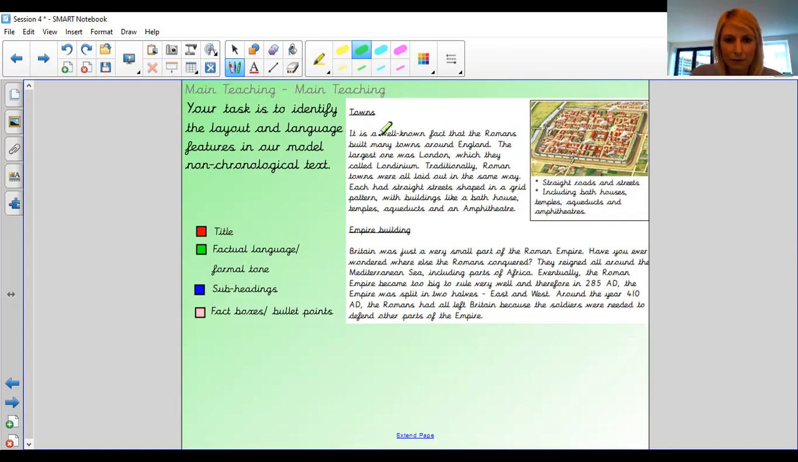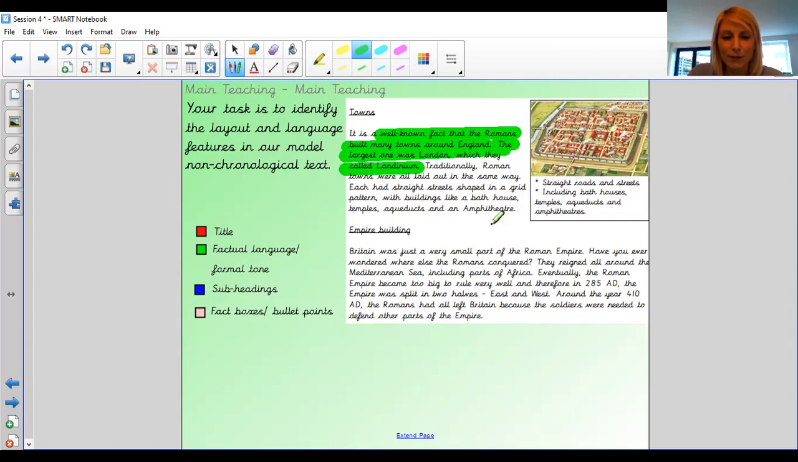Well, I think we definitely need that first bit, don't we? A well-known fact that the Romans built many towns. It's telling me it's a fact even, isn't it? Around England. I like this bit as well. The largest one was London, which they called Londinium. I think that's really interesting to know what London used to be called. It might be interesting for you to find out any local towns, what they were called. So there's actually a window company named after Gloucester's Roman name. So I wonder if you can find that out for me.